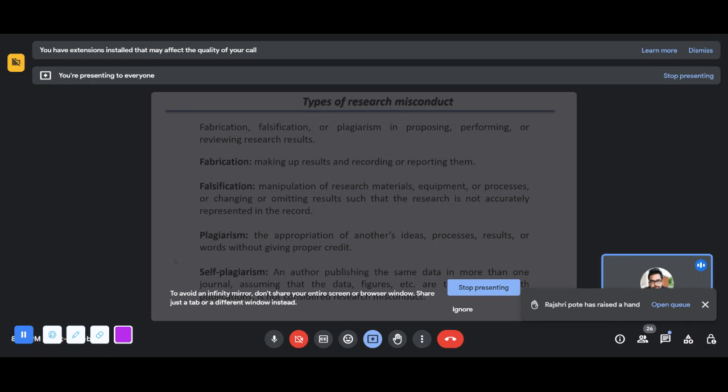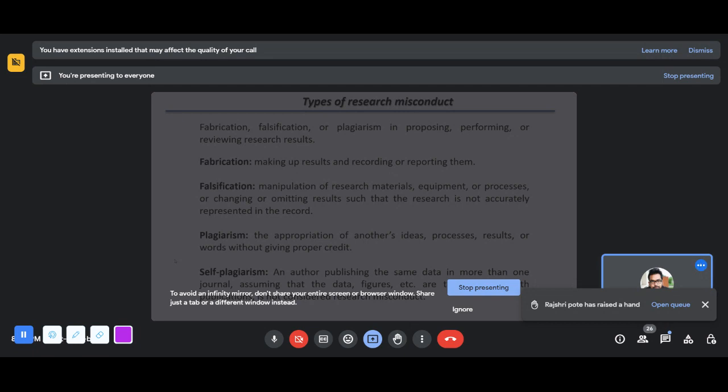And self plagiarism is an author publishing the same data in more than one journal. Like you have gotten data, but you are reporting the same data in different journals. That is called self plagiarism. So that also comes under scientific misconduct. Although it is your calculated or experimental data, you cannot report that multiple times.